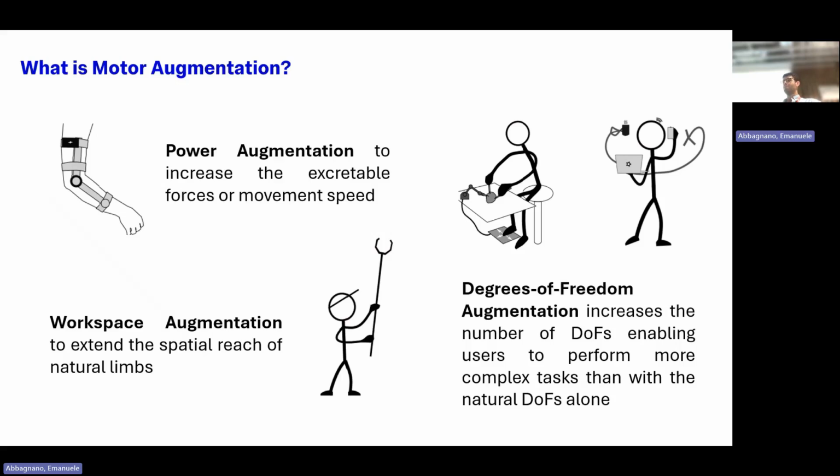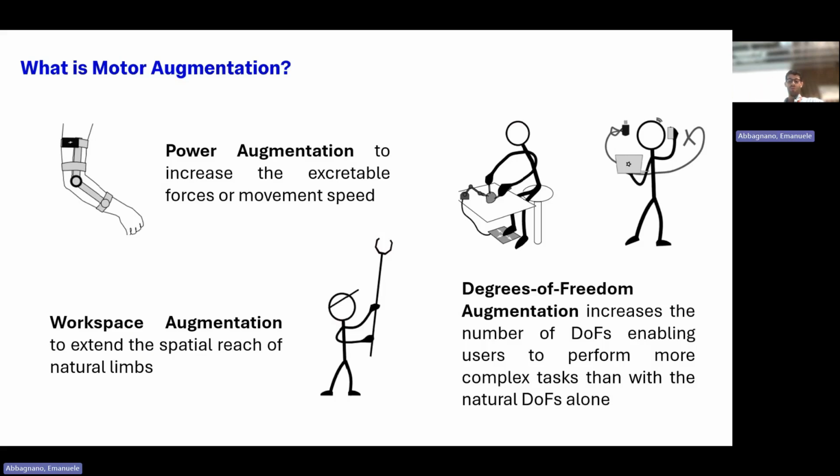We can do power augmentation if we want to augment the power, the force of a person. We can do workspace augmentation if we aim to extend the volume in which a person can work, or degrees of freedom augmentation. Now, in all these cases, what we need is a control signal. Theoretically, the best would be a biosignal, so something we can extract from the body, and is there for us to be used for controlling external degrees of freedom.